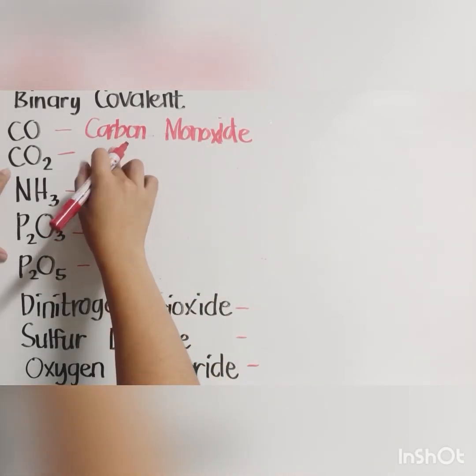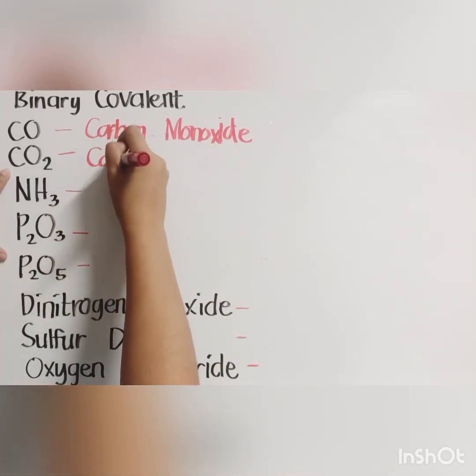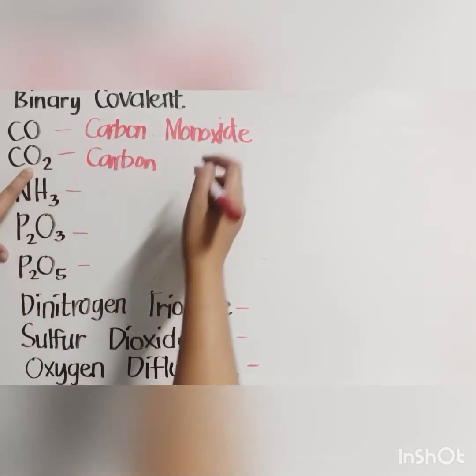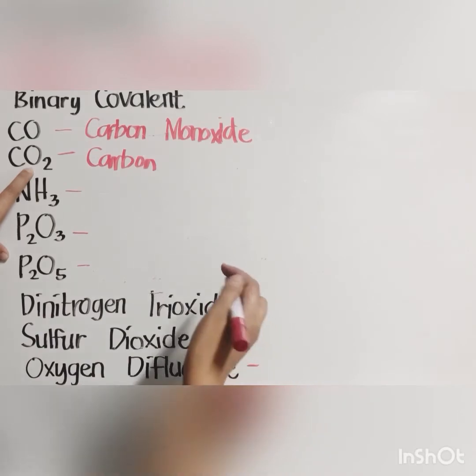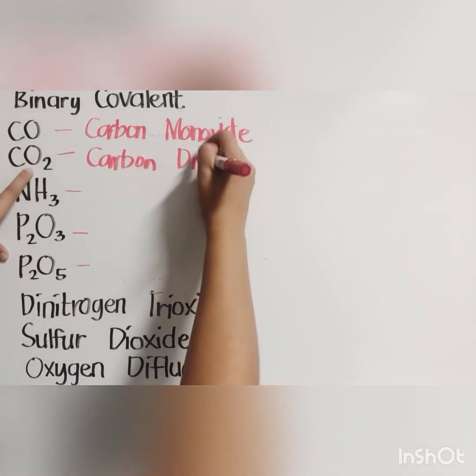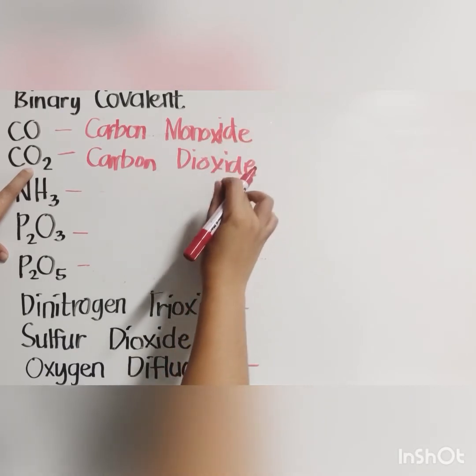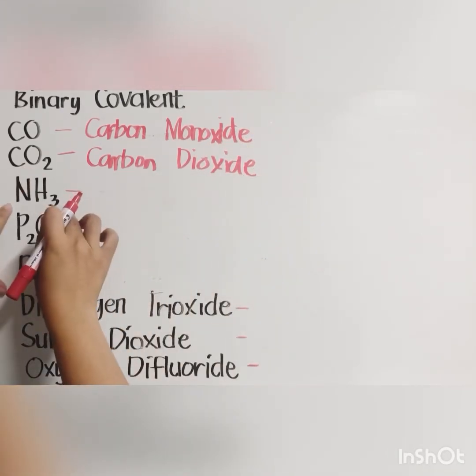Let's try, for example, the second one. You can immediately name it as carbon. And the second element is oxygen. You have two atoms of oxygen. Prefix for 2 is di. So you have dioxide. Take note that the second element should always end in -ide. So let's try to have the third example.